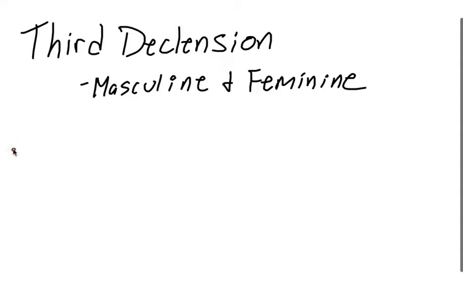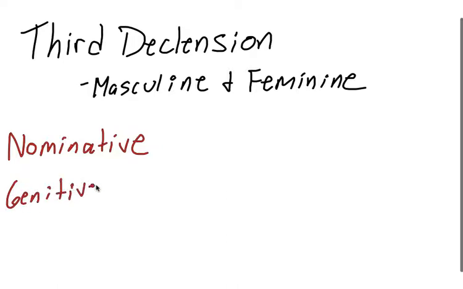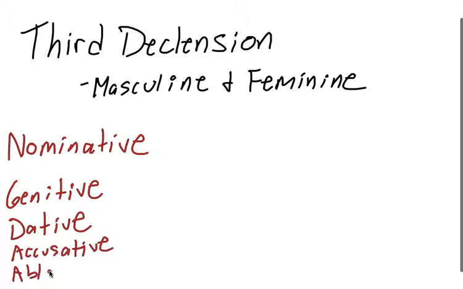Okay, so I'm going to set up a chart with all 5 cases. I'm going to write them out. So nominative, genitive, dative, accusative, and finally ablative. Now we did also learn vocative case, but in third declension nouns, the vocative will always be the same as the nominative. So there's never any difference. And I'm going to put up here singular and plural. And right now I'm just going to give you the third declension endings.